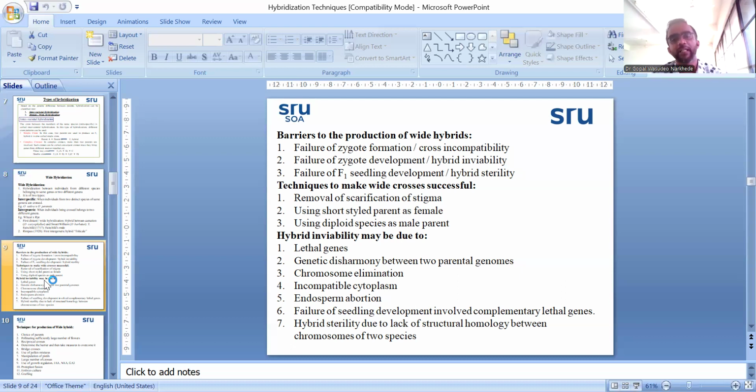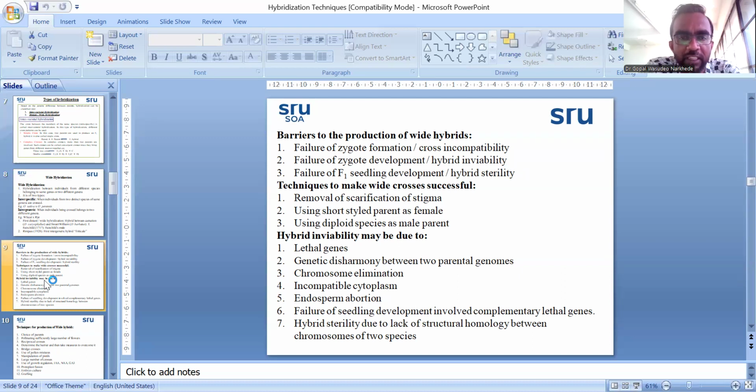So what are the reasons for hybrid inviability? There are different reasons. First one is lethal genes. Then second is the genetic disharmony between two parental genomes. As we are taking plants for crossing from different species of the same genus or from two different genera, their genomic composition will be different. Because of that, their chromosome composition will also be different, and there will be a huge gap in chromosome number between a species from one genus and a species from another genus. There is a huge gap in genome and also in number of chromosomes. That will make this hybrid inviable.